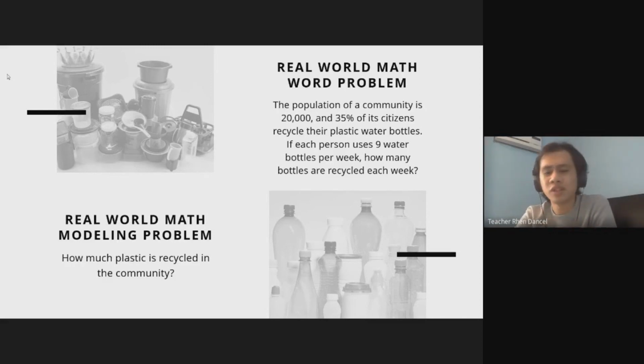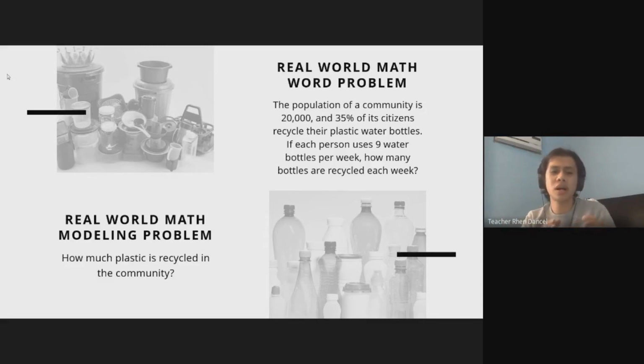If you will notice, the first problem is more specific and it has more information because the number of people in the community is already given and the percentage of citizens who are recycling water bottles is already given, then that means you can represent it into a function and then evaluate the variable that we have here using the value that was given. According to the problem, there are 9 people who use water bottles per week.